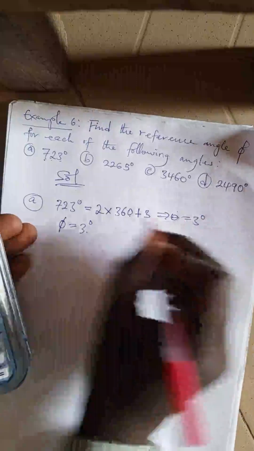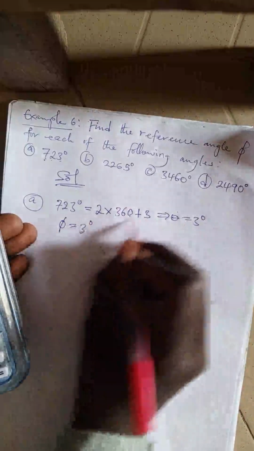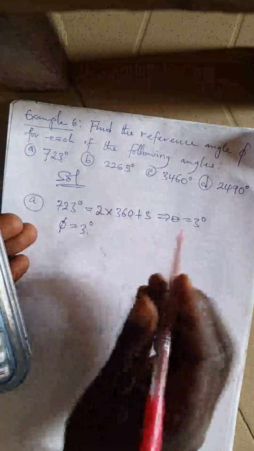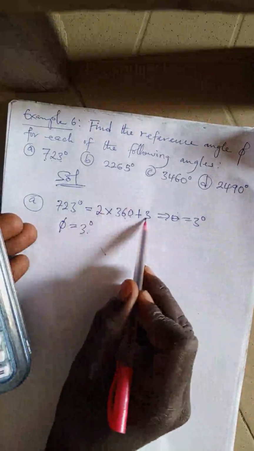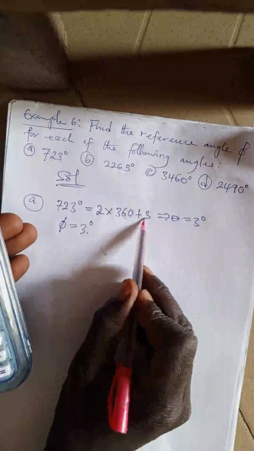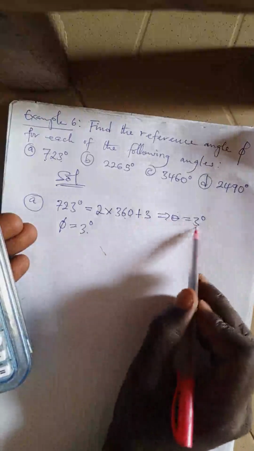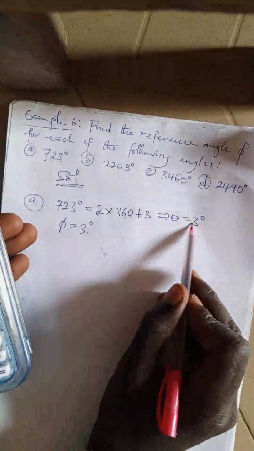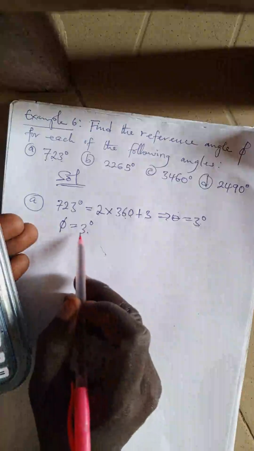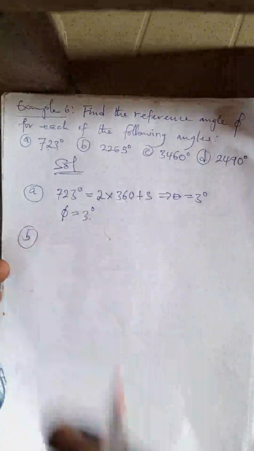The remainder after subtracting a multiple of 360 degrees: 360 degrees here happens 2 times, and the remainder is 3. So you pick the remainder and say it is equals to theta. But this remainder 3 degrees lies in the first quadrant because it is not up to 90 degrees. And therefore, in the first quadrant, every angle is equals to its own reference angle. That is it. So we go to example B.